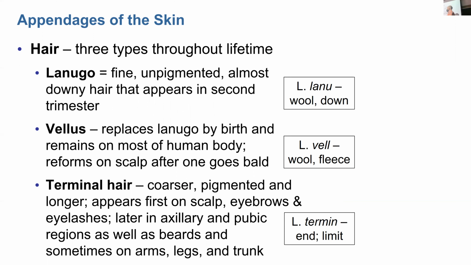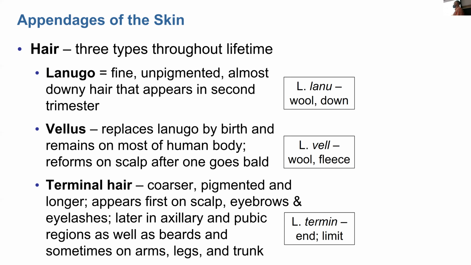What's called vellus replaces this lanugo by birth and remains mostly on the human body. It's very fine hair, again different from the hair that you normally see on other parts of your body. There's a few places where you retain it. I'm super lucky. I have a bunch of it on my scalp after one goes bald. So that's the little fuzzy hairs on the top of my head that are there because my terminal hairs decided they'd rather live somewhere else.